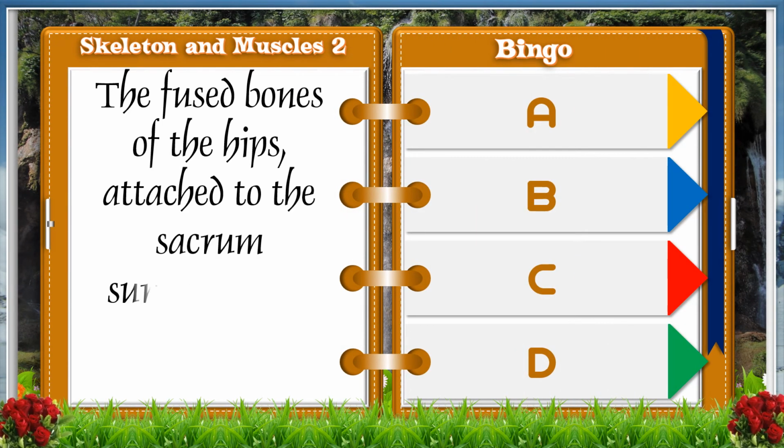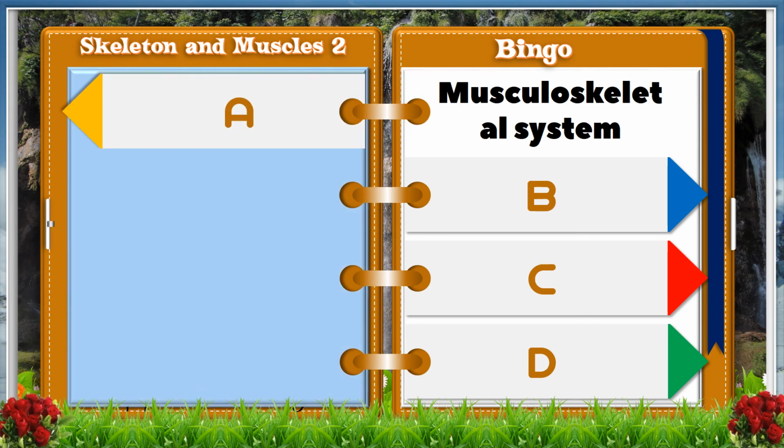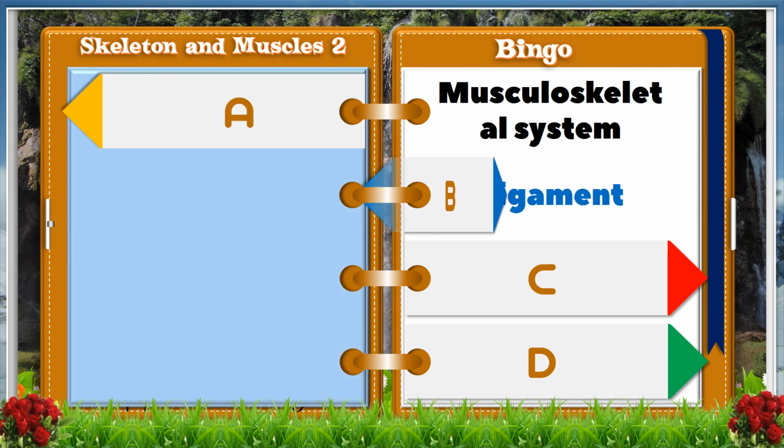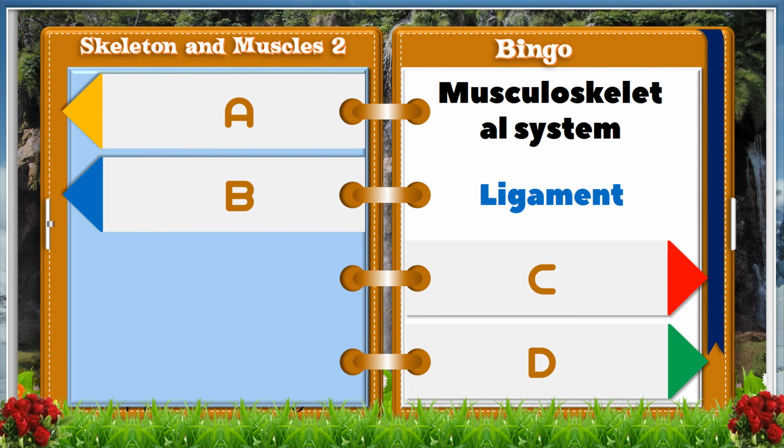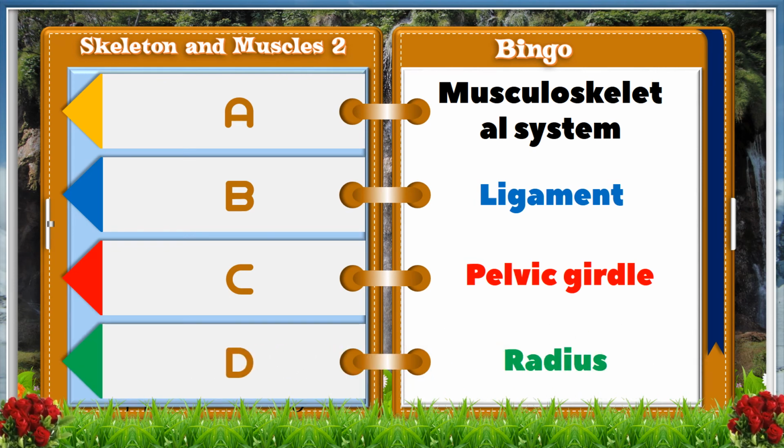The fused bones of the hips attached to the sacrum, surrounding a cavity which support the legs. A. Musculoskeletal system. B. Ligament. C. Pelvic girdle. D. Radius. And the answer is C. Pelvic girdle.